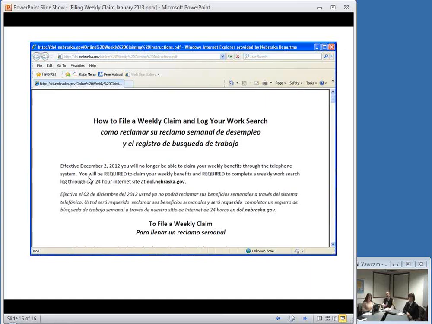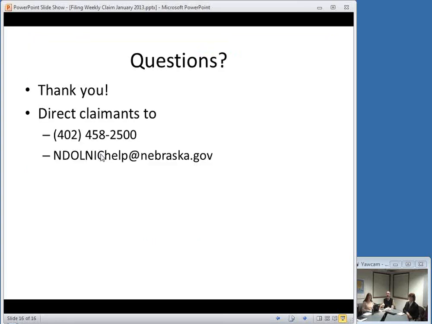And there's the front page of these instructions to file the weekly claim and log the work search. The screenshots used in these directions are the same as the screenshots that we just went through, so you'll be familiar with those, and it may direct them in some ways. So that's my presentation for how to file weekly claims and how to log the work search. Do you want to move on now, or do we want to take questions on this portion?